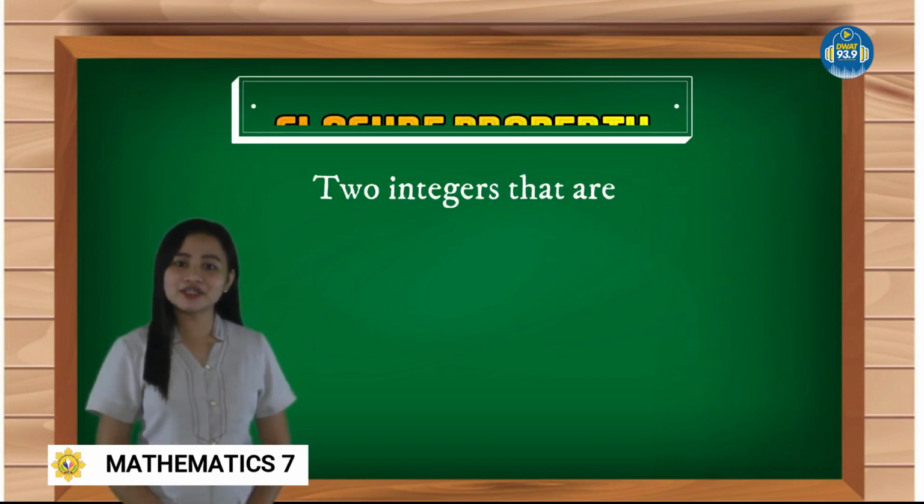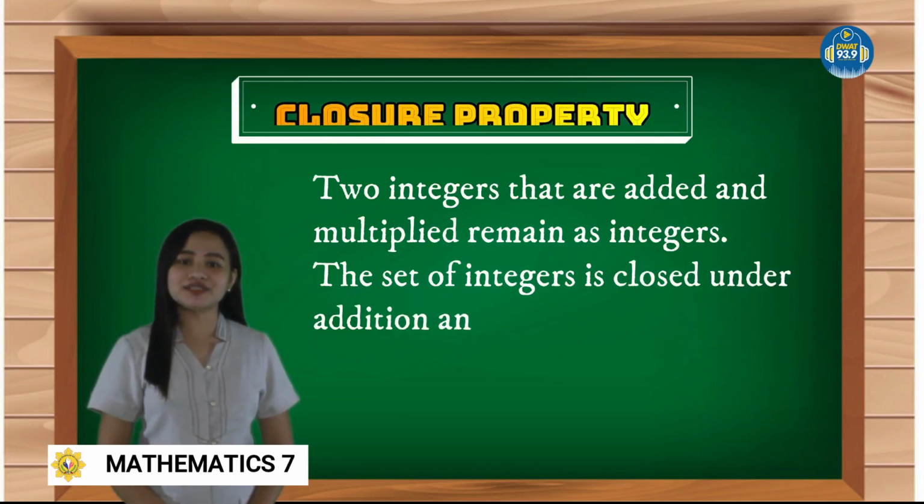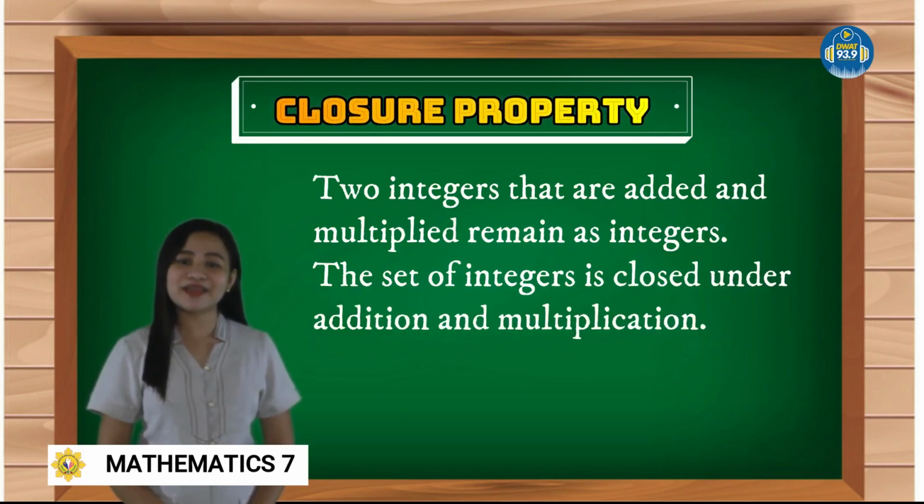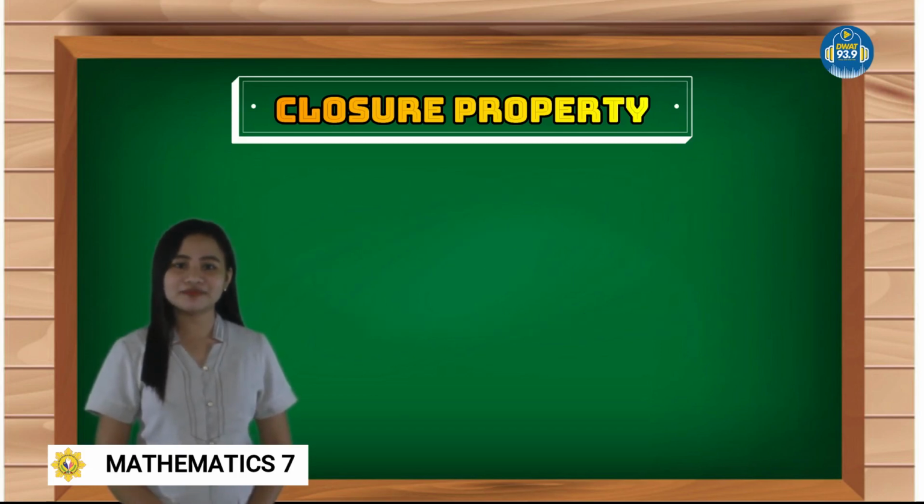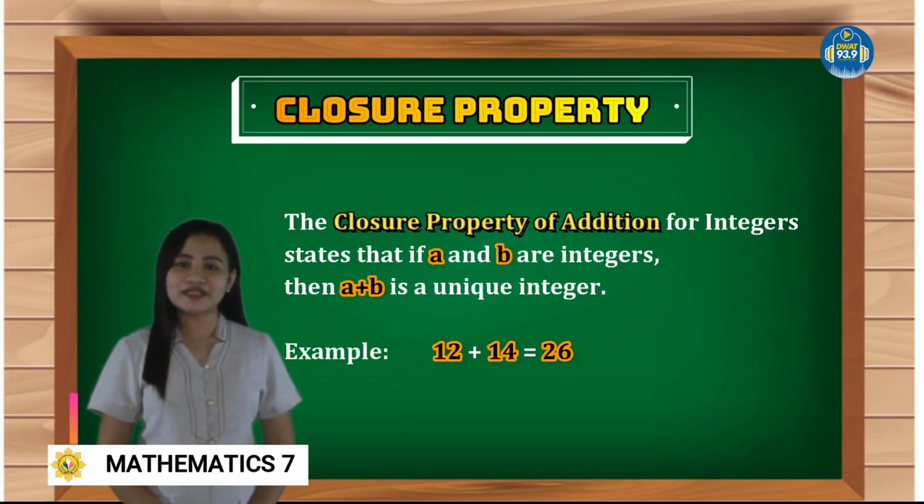Under closure property, integers that are added and multiplied remain as integers. The set of integers is closed under addition and multiplication. The closure property of addition for integers states that if a and b are integers, then a plus b is a unique integer. For example, 12 plus 14 is equal to 26. 12 and 14 are both integers, and their sum 26 is also an integer.